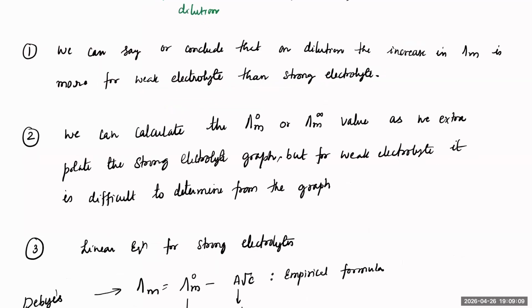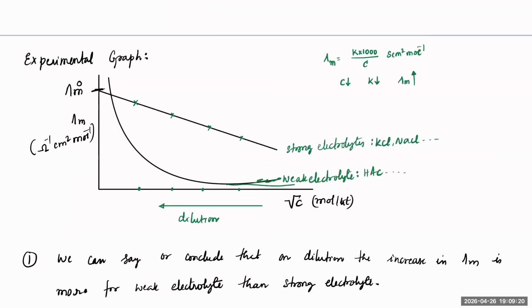Then we will be able to extrapolate for the strong electrolyte, but for weak electrolyte, it is difficult to determine from the graph. What does that mean? For example, if I get these 3 points only during experiments, I can extrapolate them and figure out what is lambda m infinity. But for weak electrolytes, we can't extrapolate like this because it will keep on going up without touching the y-axis. Therefore, it is difficult to find lambda m infinity for a weak acid using the graph. But for a strong acid, we can figure this out.